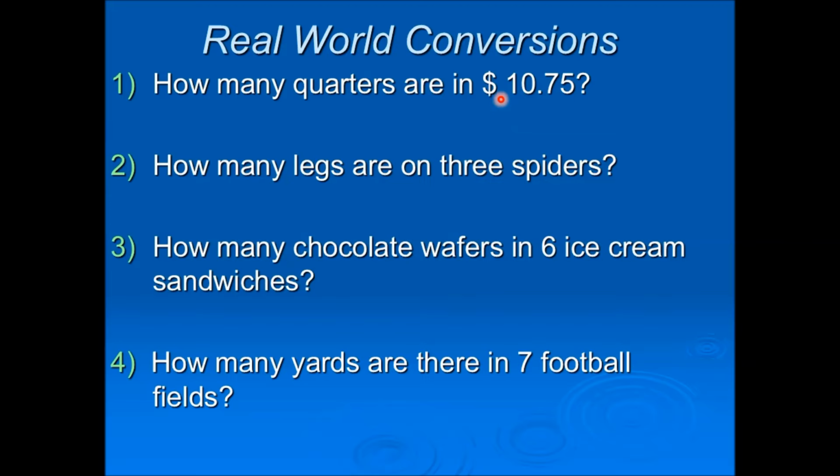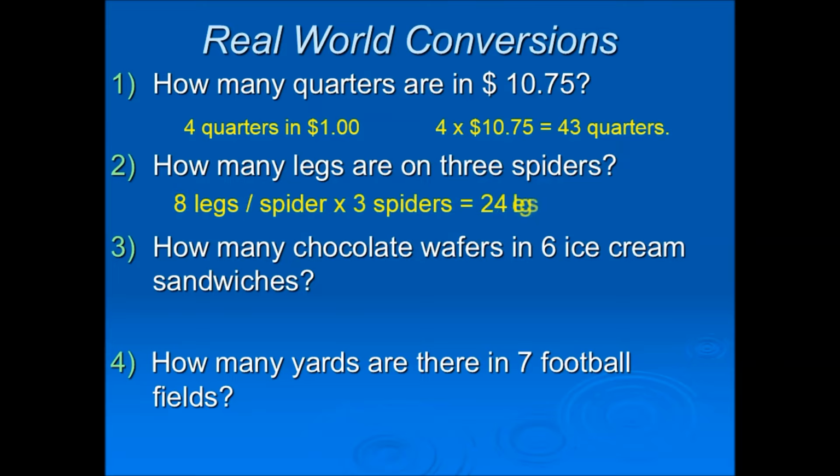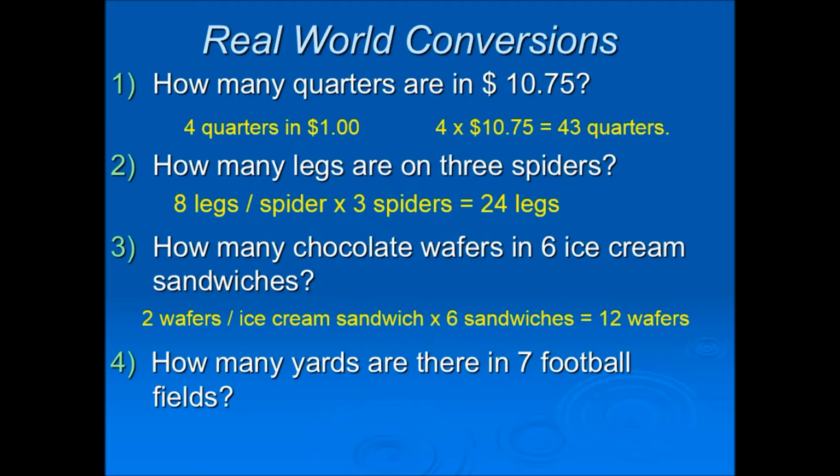So for quarters, if there's 4 quarters in a dollar, then 4 times 10.75 is 43 quarters. Or you could think 4 times $10 is 40 plus 3 more for 75 cents. Every spider has 8 legs, so 3 of them, 8 times 3 is 24. So again, we're multiplying. Every ice cream sandwich has 2 wafers. If there's 6 sandwiches, then that's 12 wafers. We're multiplying. And if you said 100 yards in a football field, then that would be 700 yards. Some people count the end zones, whatever.